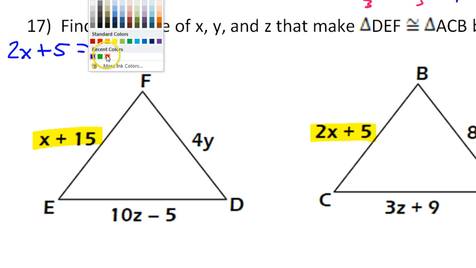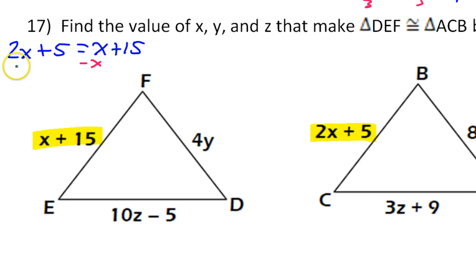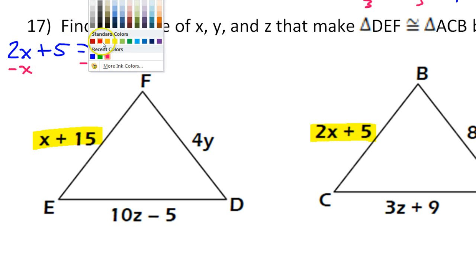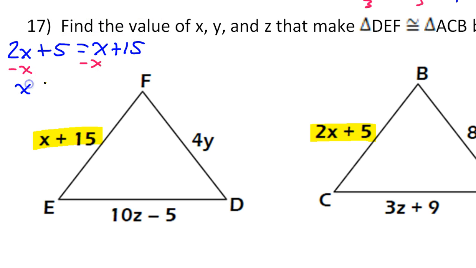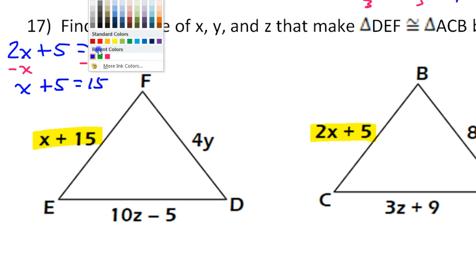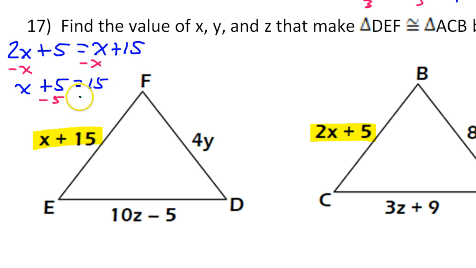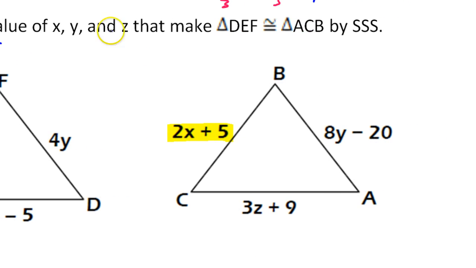So we can solve that. Let's subtract x from both sides. So that's going to give you x plus 5 is equal to 15. Now subtract 5, and that's going to give you x is equal to 10. Okay, so that's one of our answers. Now how about the y's? We found x, now let's go after y.